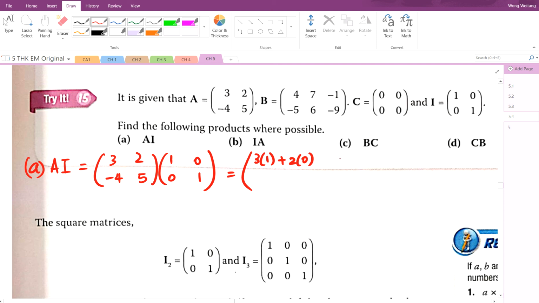Wrong. 3 times 0. Okay, 3 times 0 plus 2 times 1. Okay, good. Second row, first column. Negative 4. Wrong. Times 1.